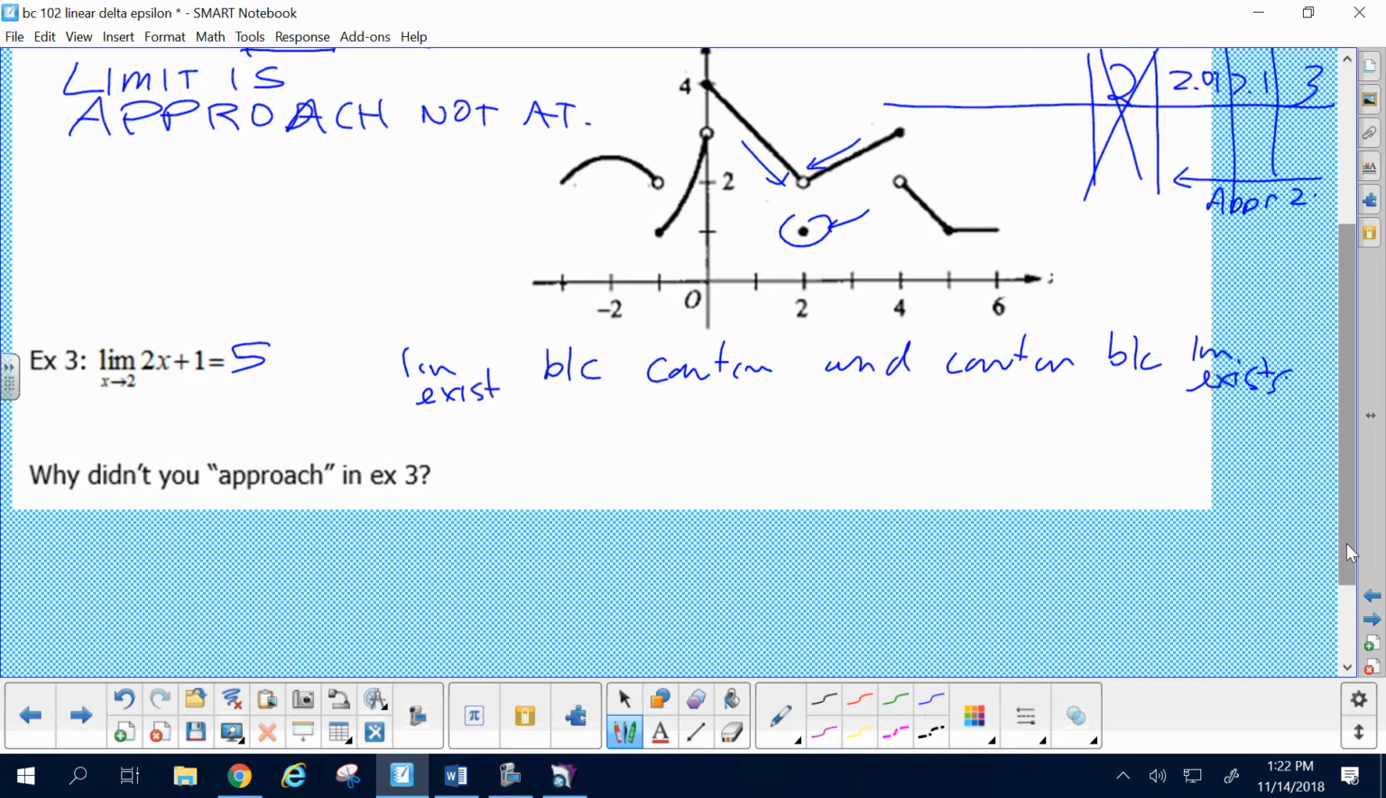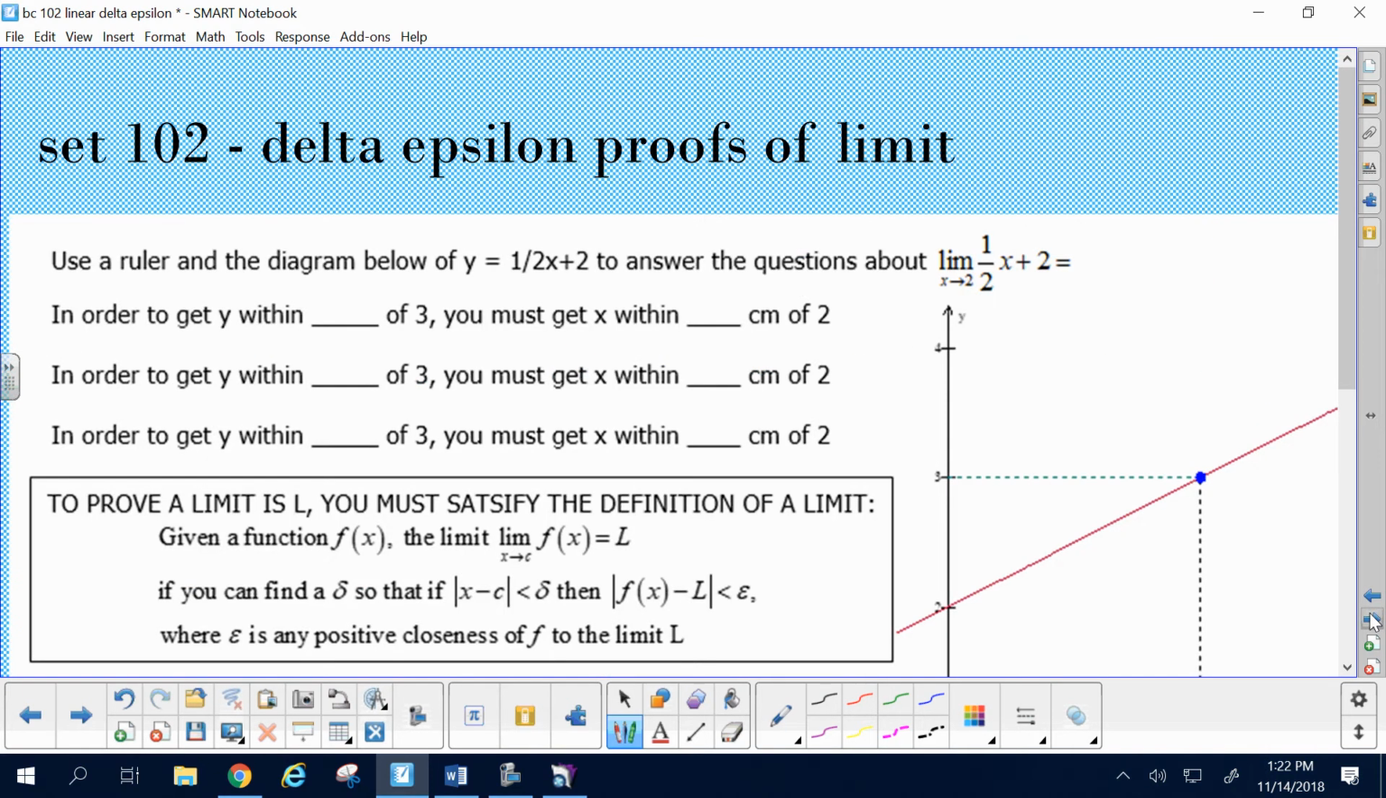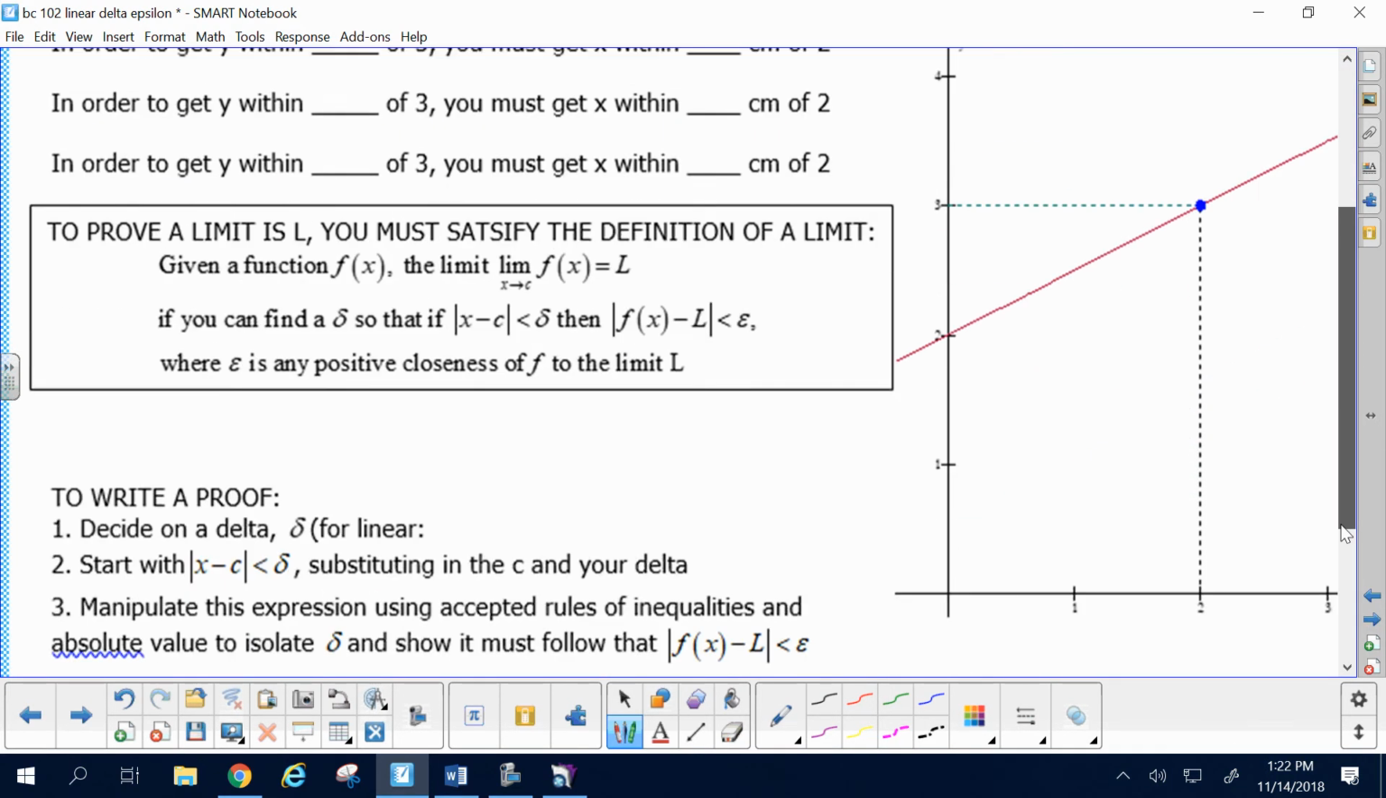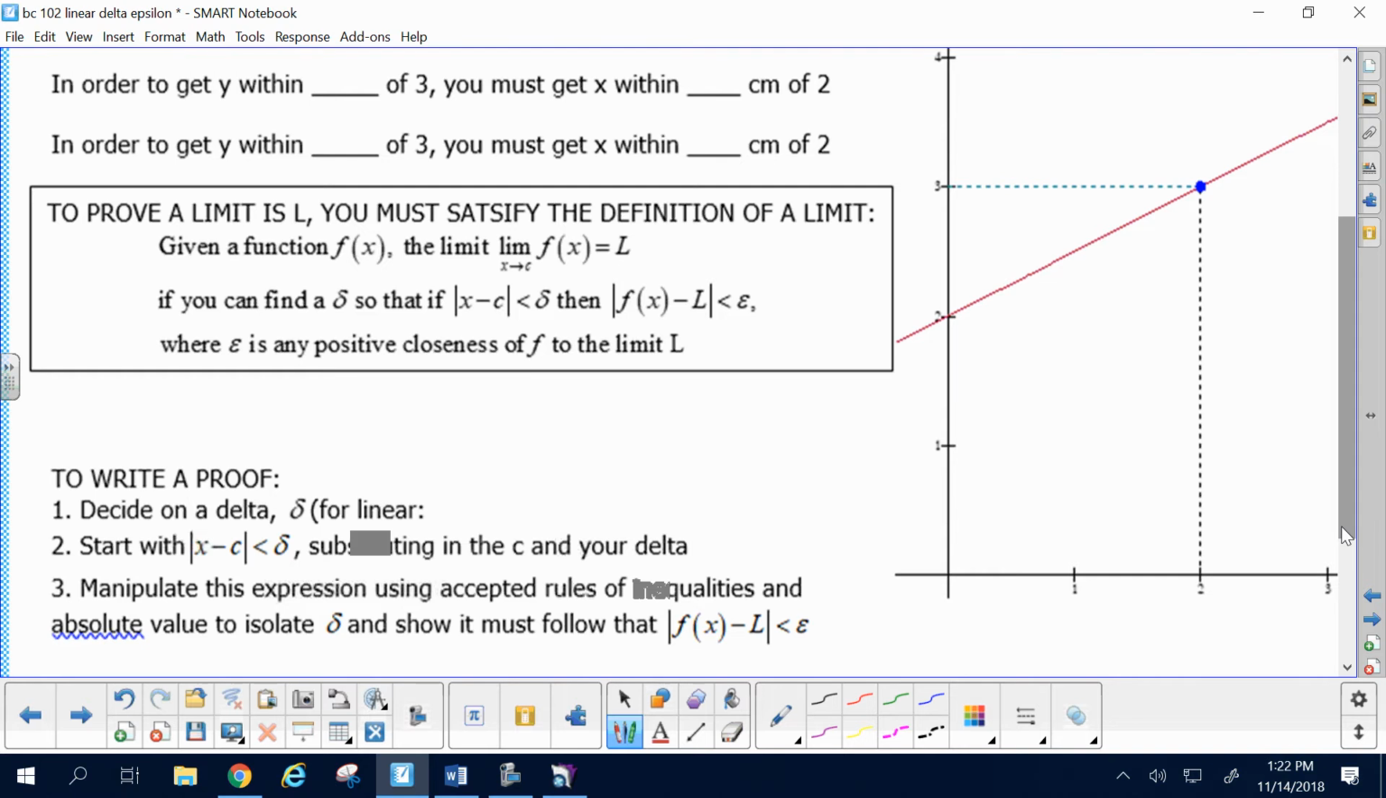If you were to give a layman's definition of a limit to your little brother, you'd say, oh, as x gets closer and closer to 2, what do the y values approach? That's the limit. And that's true. But the actual mathematical definition of a limit is a little harder. This is the actual definition of a limit in any calculus textbook. Given a function, the limit is L only if there is a delta.